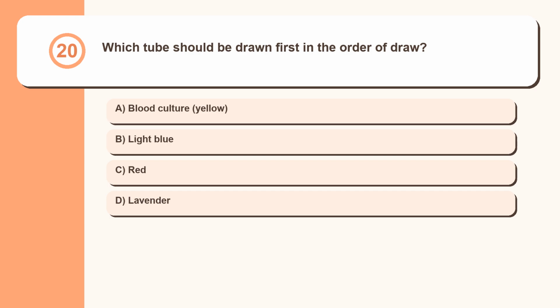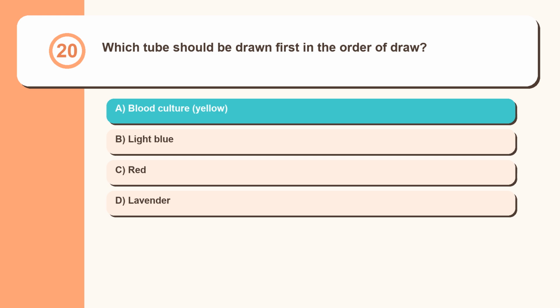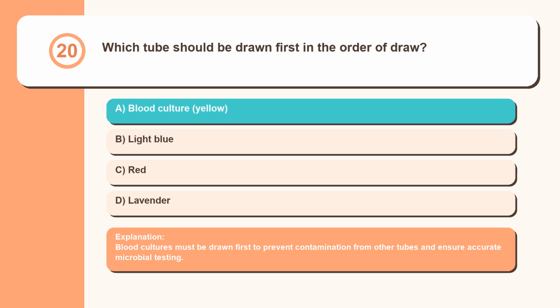Question 20. Which tube should be drawn first in the order of draw? Blood culture, yellow, light blue, red, lavender. Blood cultures must be drawn first to prevent contamination from other tubes and ensure accurate microbial testing.